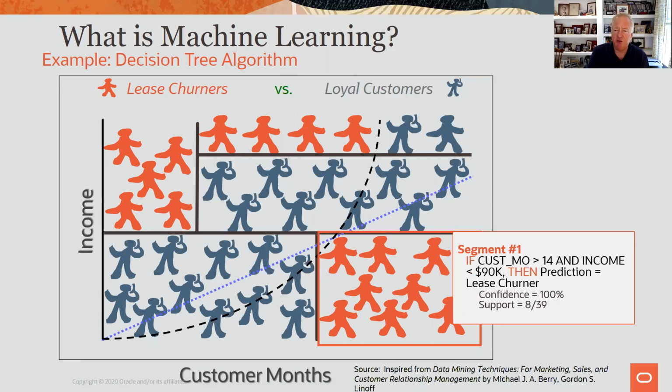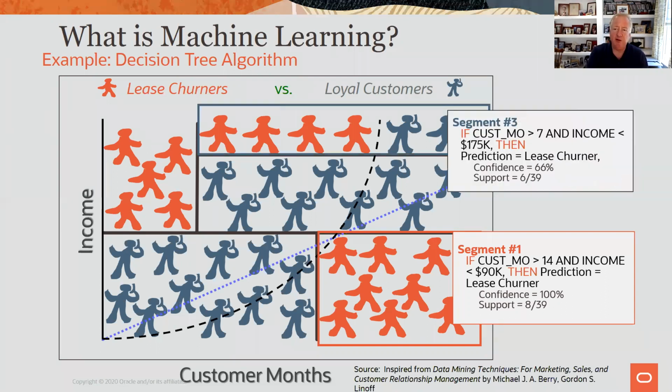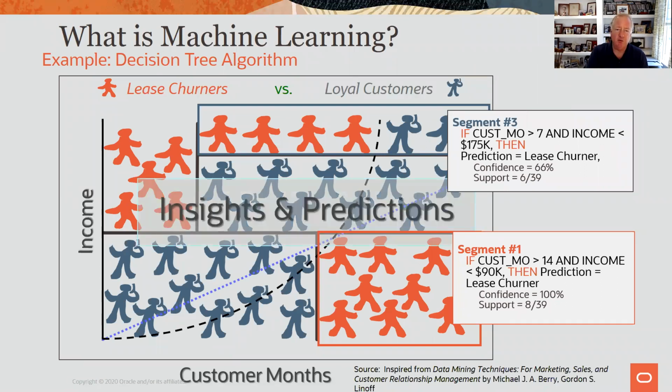If customer months is greater than 14 and income is less than 90, then I make a prediction that you're going to be a lease churner with a certain amount of confidence, because 8 out of 8 of them did do that, and the support is 8 out of 39 of them in that whole population. So we see it's about 25%. Similarly, up above, we have another segment, not quite as much confidence, a little bit smaller. But so what we're doing is we're providing insights and predictions.